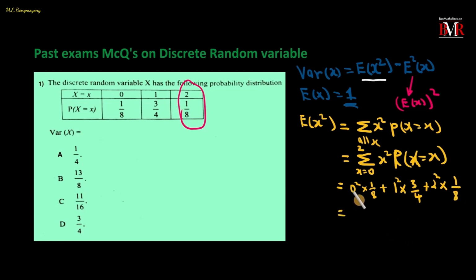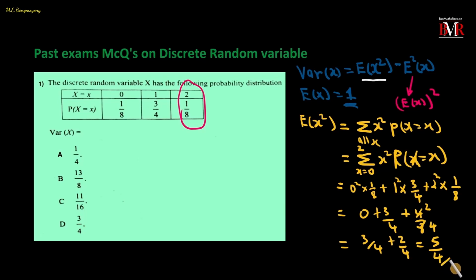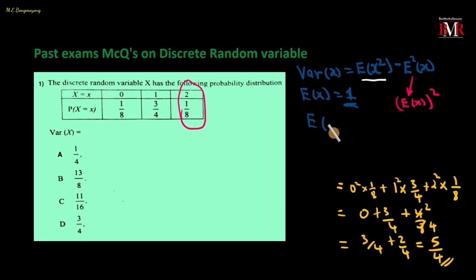0 squared is 0 and 0 times 1 over 8 is 0. So here is 0. 1 squared is 1, times 3/4 is the same as 3/4. 2 squared is 4. 4 times 1 over 8 is the same as 4 over 8. Now, this is the same as 3/4 plus 2 over 4, since 4 over 8 is 2 over 4. Now, we're dealing again with fractions with the same denominator, so we add the numerators. So that is 5 over 4. So it means E of x squared is equal to 5 over 4.